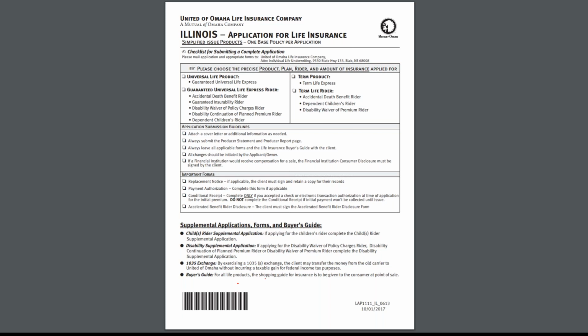So guys, we're going to go over the application. This happens to be an Illinois application. As a reminder, these are state-specific applications, so make sure you're using the application for your state. This is the two products. This application is for Term Life Express or the Universal Life Express. And that was just the cover sheet.